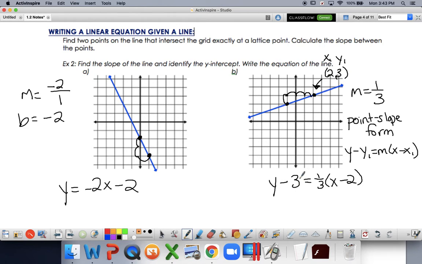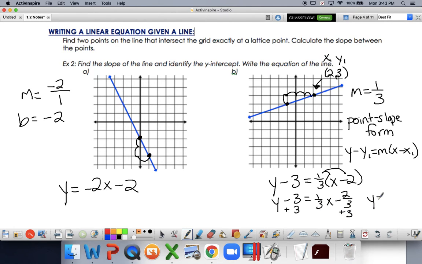Now all I have to do is solve it for y equals. This is good practice, right? We were doing this before, converting between forms. I distribute my 1/3, and then I add my 3.